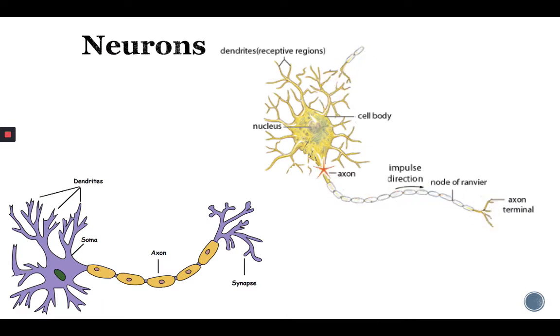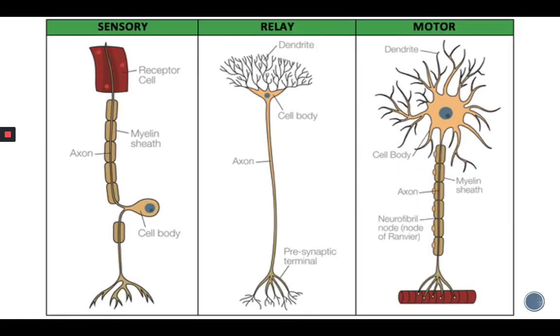The nervous system is made up of neurons. We call them nerve cells. Neurons are made up of dendrites, which receive the impulse, the information, and send it to the soma, the body part, and then the axon sends the information or stimuli to other neurons and other neurons' dendrites. We have three types of neurons: sensory, relay, and motor neurons.